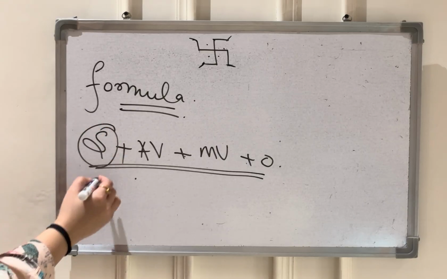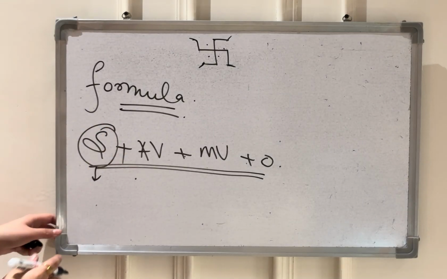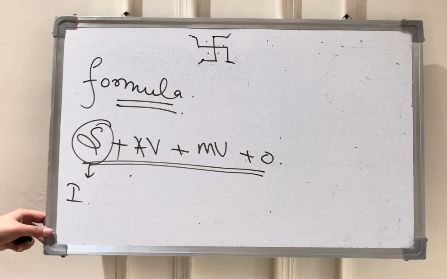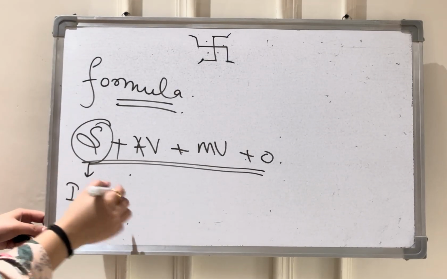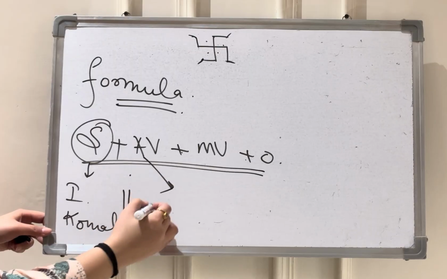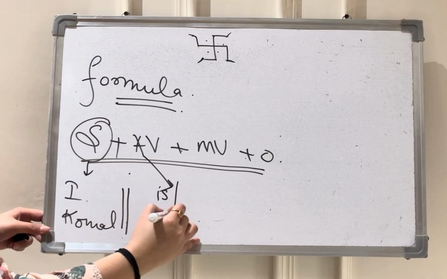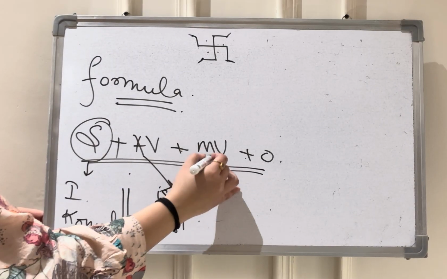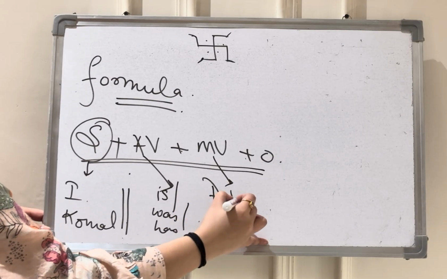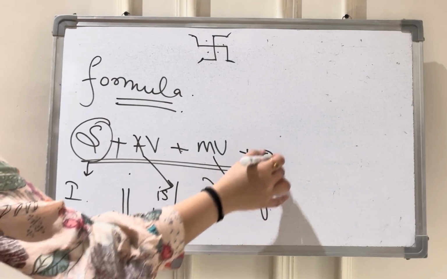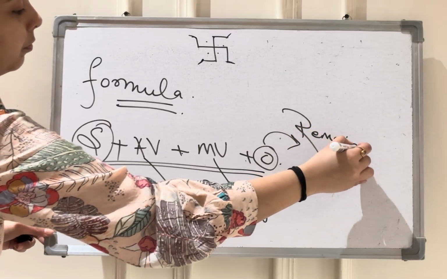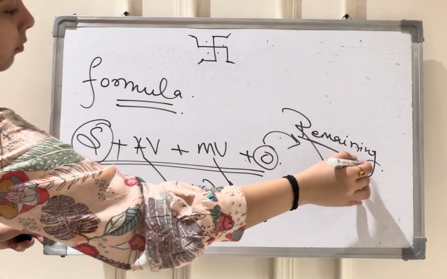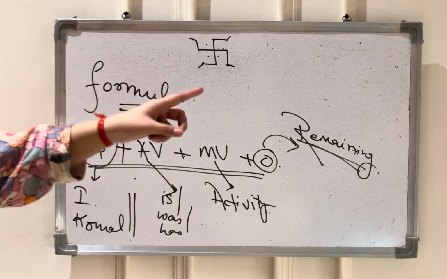So subject can consist of I, but it can also consist of Komal. And I am going to teach you this in detail. What is an auxiliary verb? It can be is, it can be was, it can be has. What is main verb? Any activity. And what is object? Anything remaining. Remaining words are my objects.